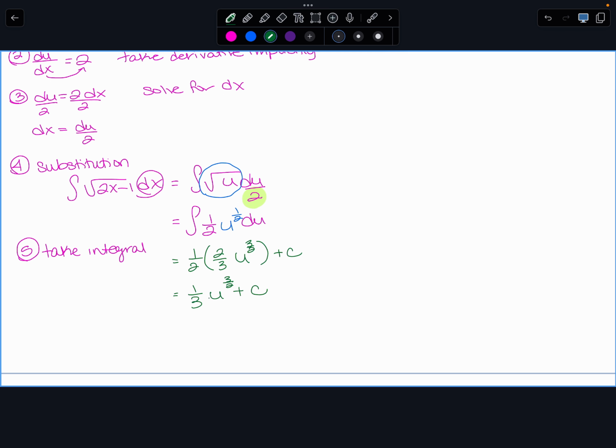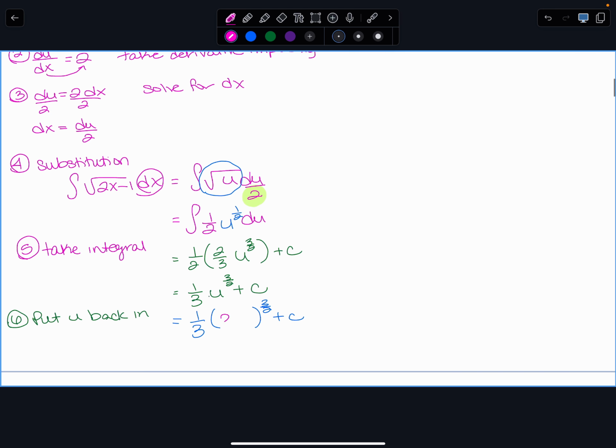And then I resubstitute what u was back into the equation. So I put u back in, which is 2x minus 1. And that's it.